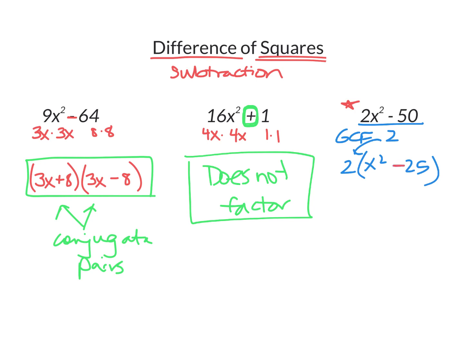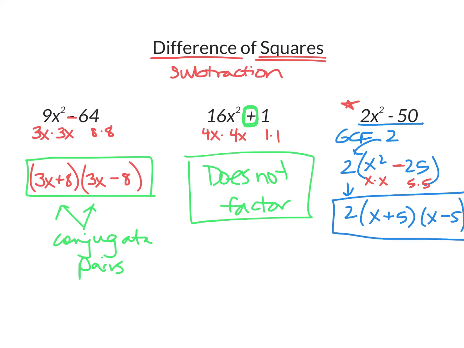I've got subtraction, that's good. X squared is x times x. 25 is 5 times 5. So when this factors out in the end, my answer should be x plus 5, x minus 5, and my GCF falls down to the front.